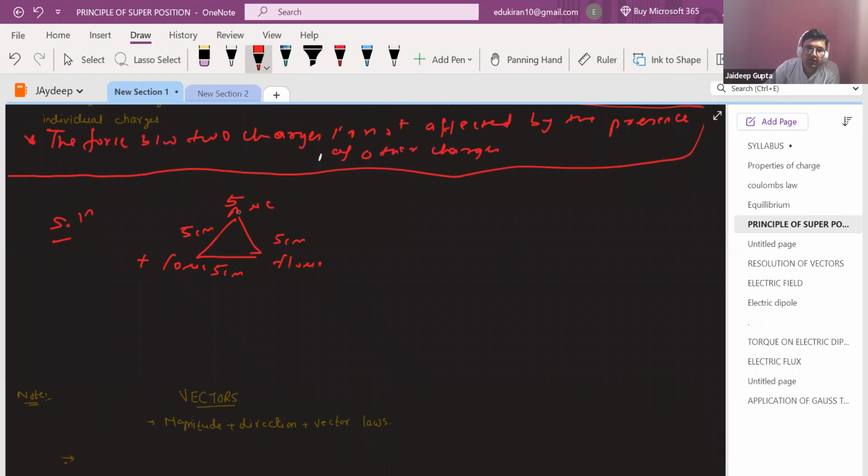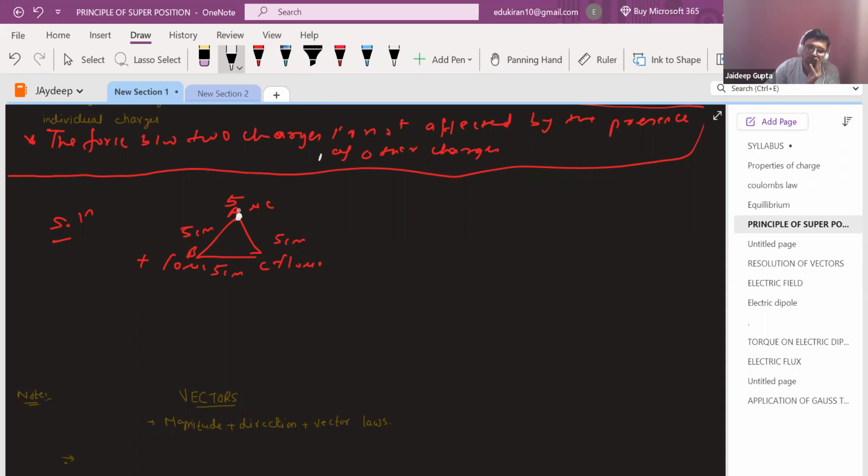And there are three charges. This is A, this is B, this is C. Now we have to calculate the net force on A. Let me know one more thing: what is the direction of the force due to plus 10 microcoulomb on 5 microcoulomb? Along BA or AB?